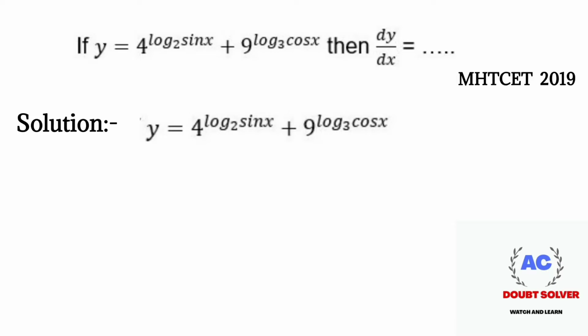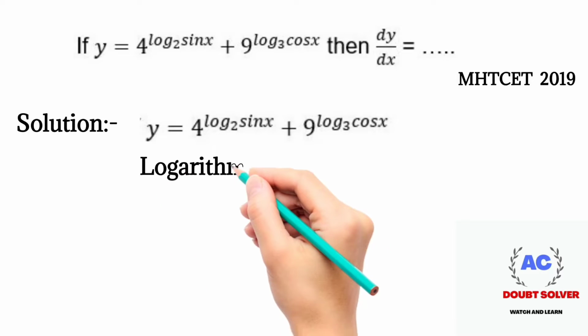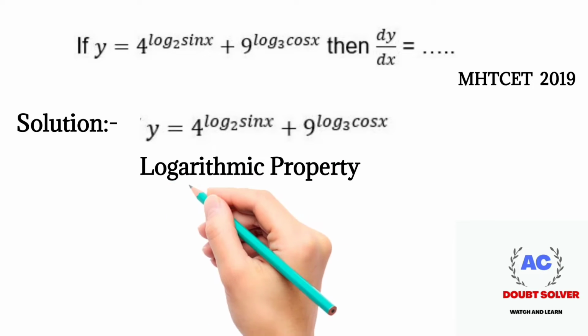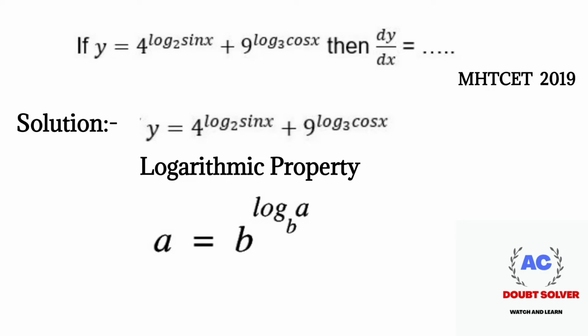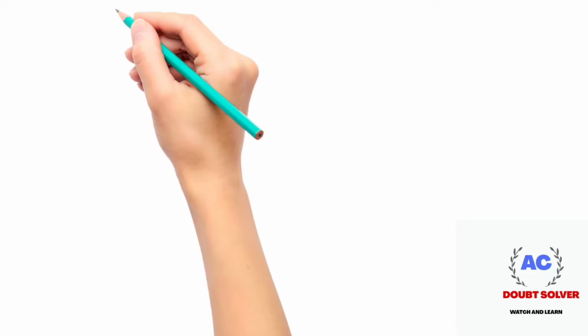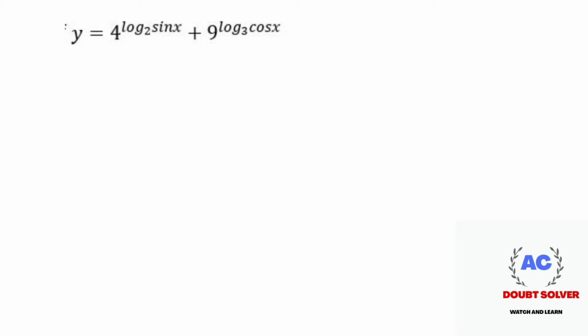To solve this, we use one of the logarithmic properties: b to the power log a to the base b is equal to a. Before using this logarithmic property, we have to rearrange the term. Given that y is equal to this term, using this property we first have to rearrange it.